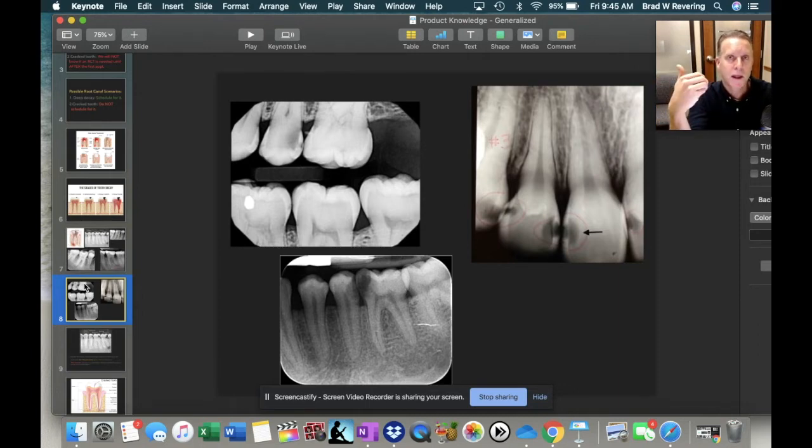We will remove all the decay. If the decay goes into the pulp, if it goes into this middle area right here, or even all the way up into here, we have to clean that out. So we have to be prepared, if it's a deep decay situation, to do a root canal.